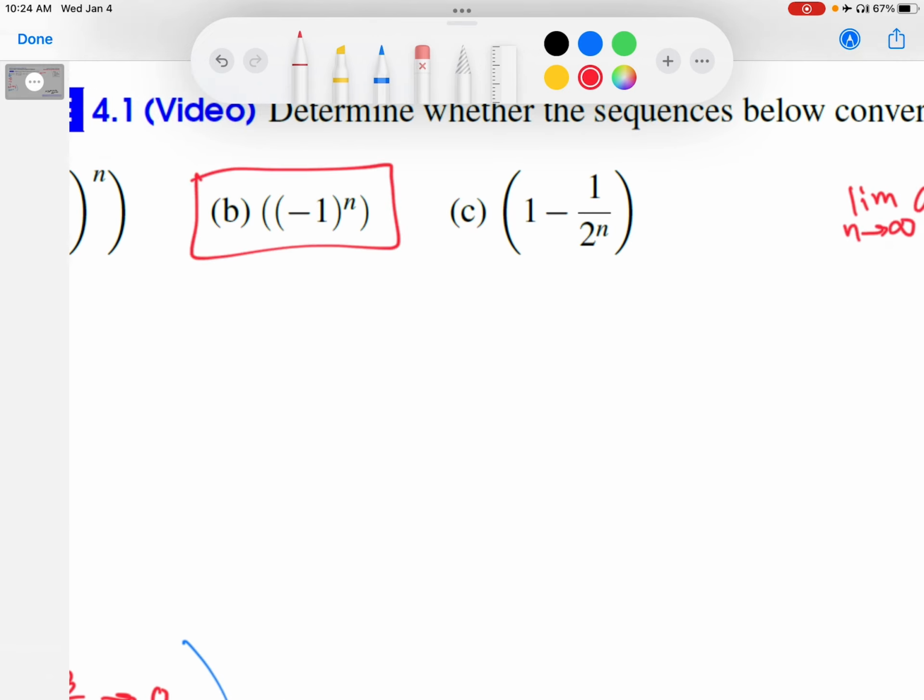Okay, let's look at part B. This is a very simple sequence, just (-1)^n. And by the way, we're not giving a starting value here. So we always assume that n equals 1 is the starting value, unless otherwise noted. So for (-1)^n, what's going on here?